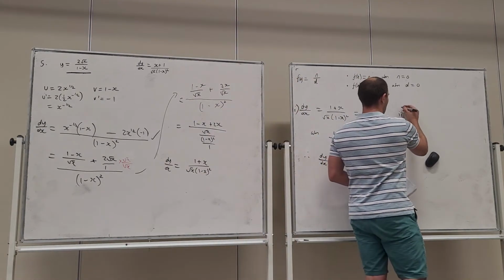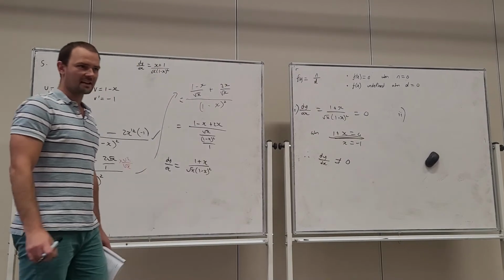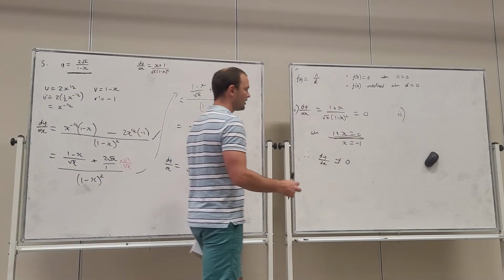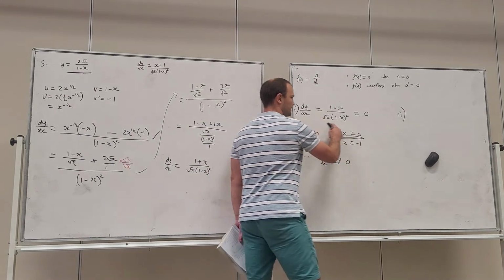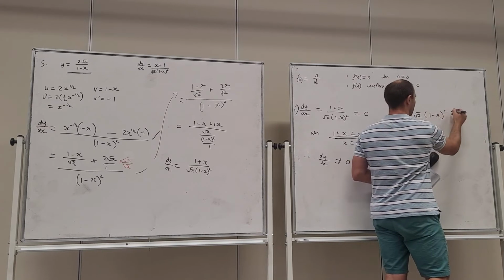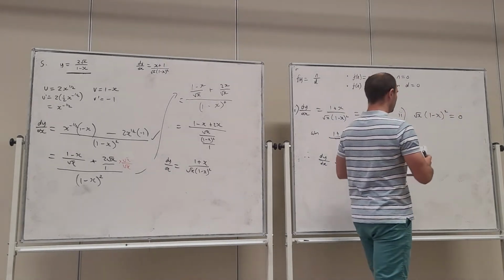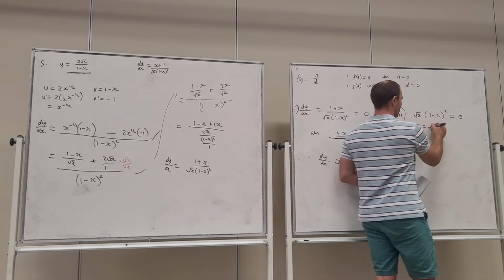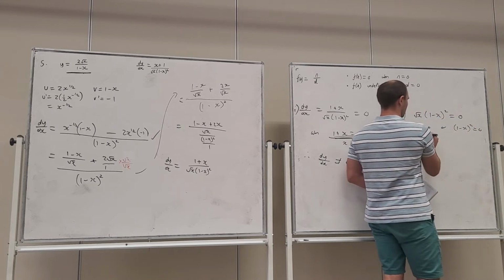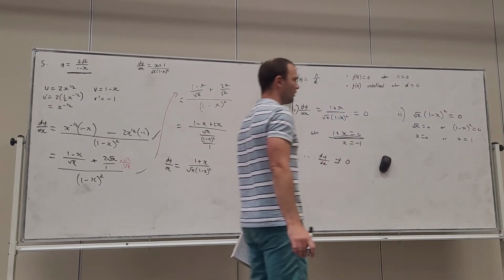Then part 2 says, well, what about when is it undefined? When is dy on dx undefined? Algebraically, that's when the denominator is 0. That's when root x times 1 take x squared equals 0. So let's go and process this. We'll use the null factor law. We'll have root x is 0, or 1 take x squared is 0, so x is 0 or x is 1.